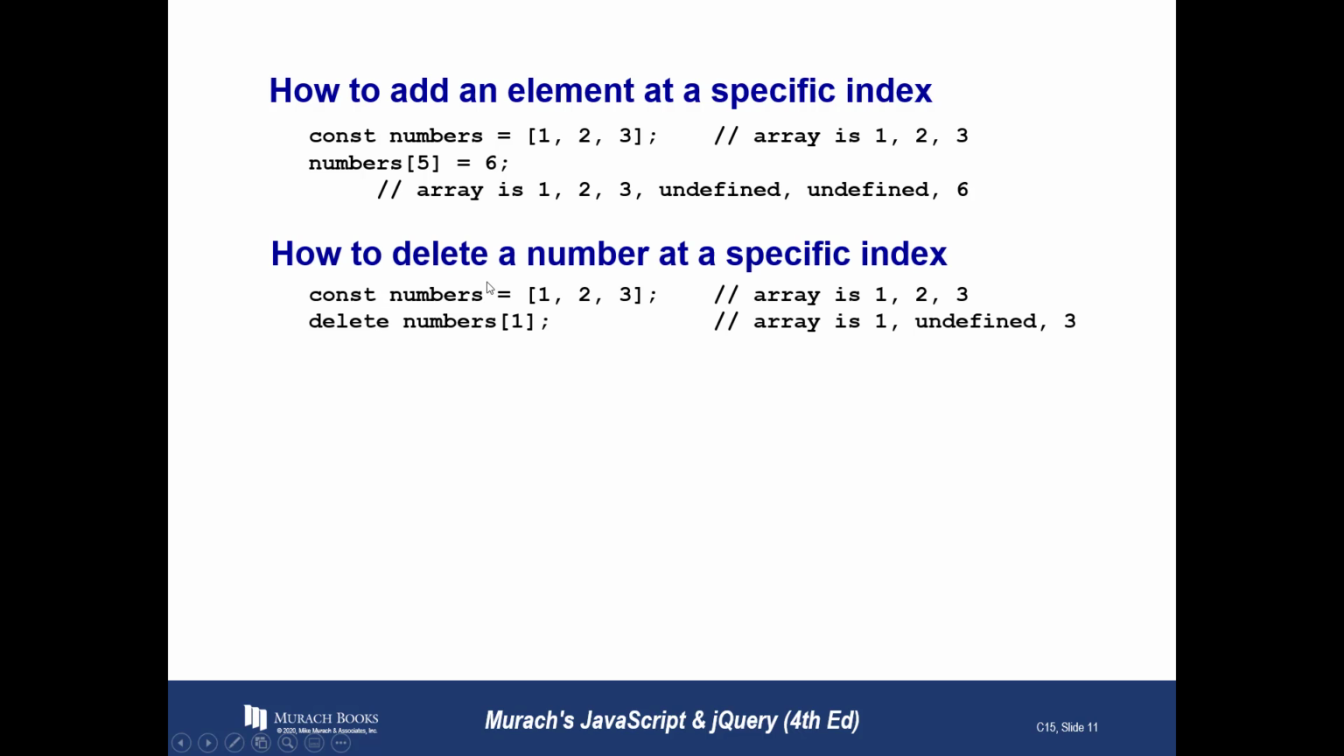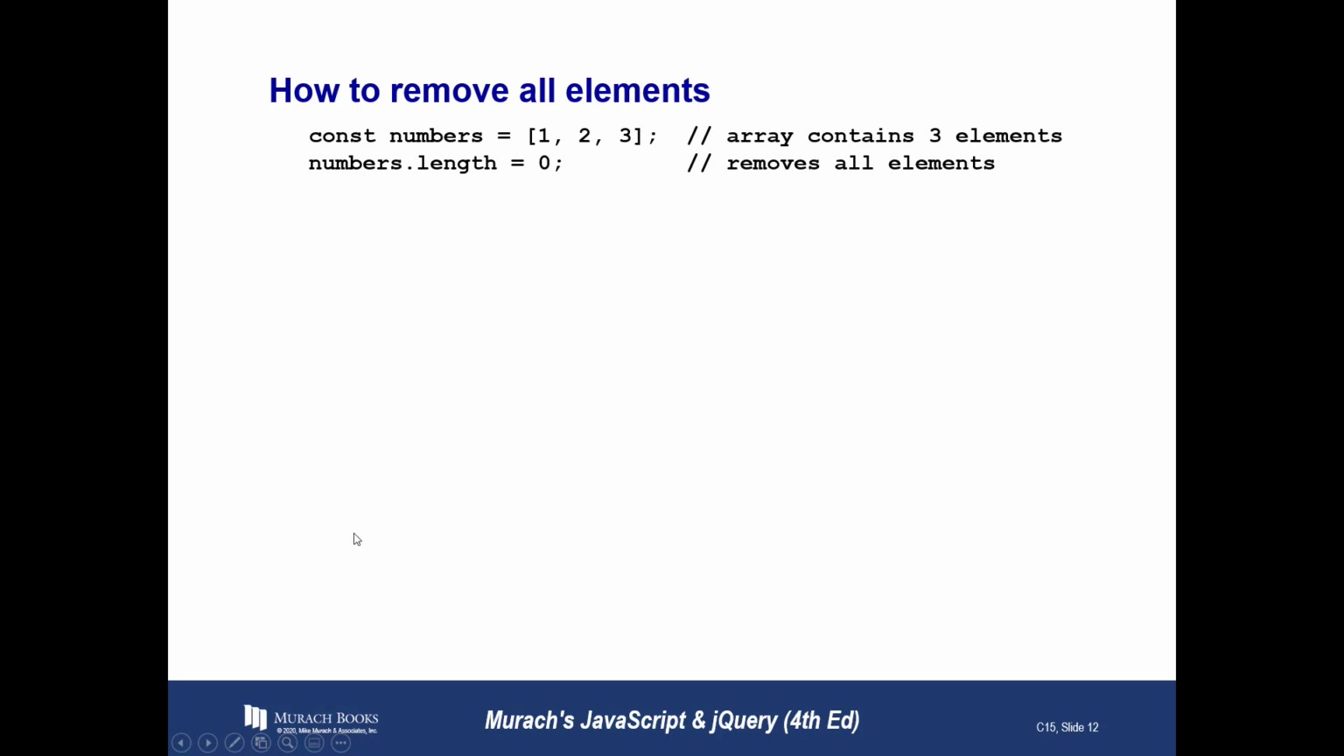You can delete values, as it says, at a specific index. So here we're deleting number 1, so the value is gone. It's now 1, undefined, 3. You can remove all elements by just setting the length of the array to 0. There's other ways of doing it. That's definitely the easiest.